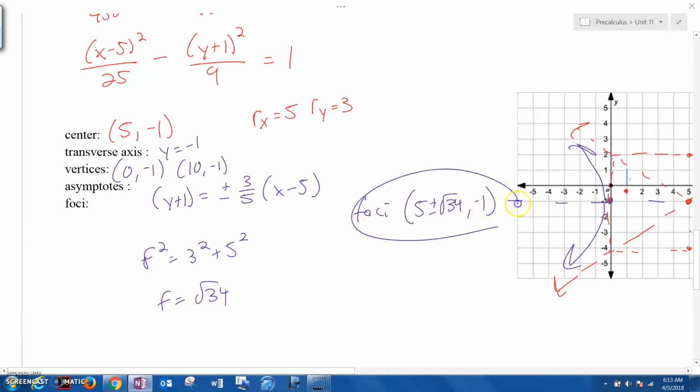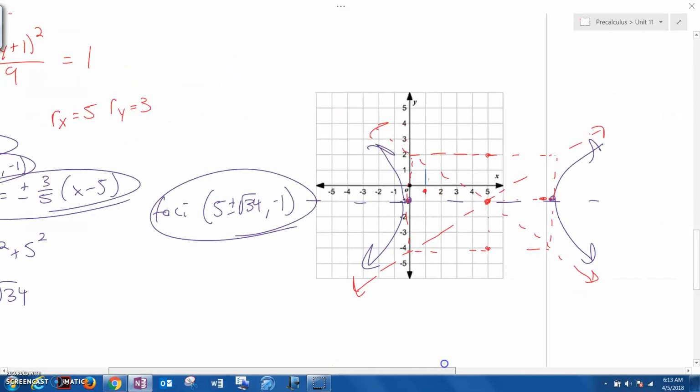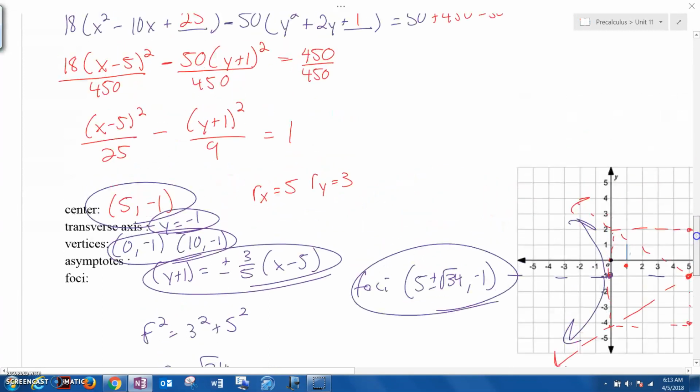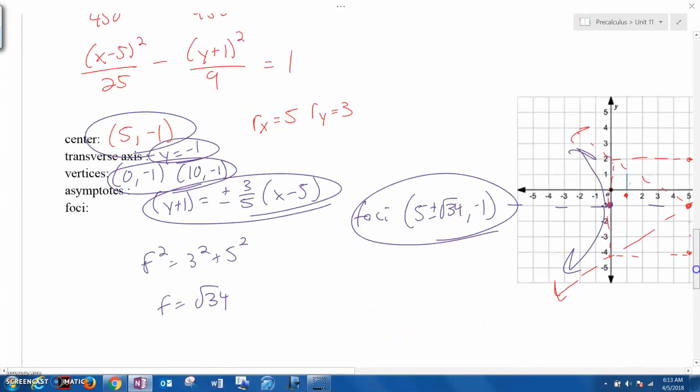Okay. Again, I know I went quick. I was running out of time because you only got 15 minutes for this. So anyway, that is a hyperbola. Those are the pieces. It's similar to an ellipse in terms of what you do, but you have a lot more work to do afterwards to get those missing things.